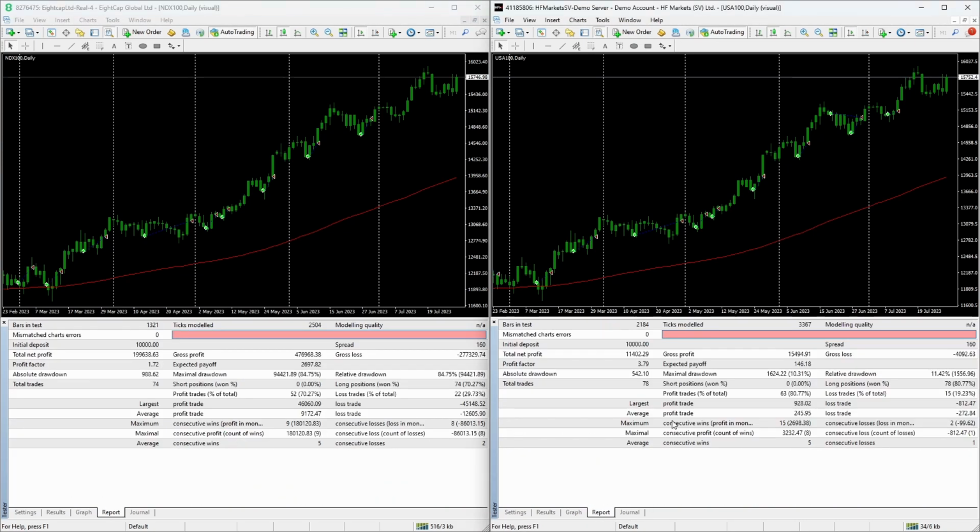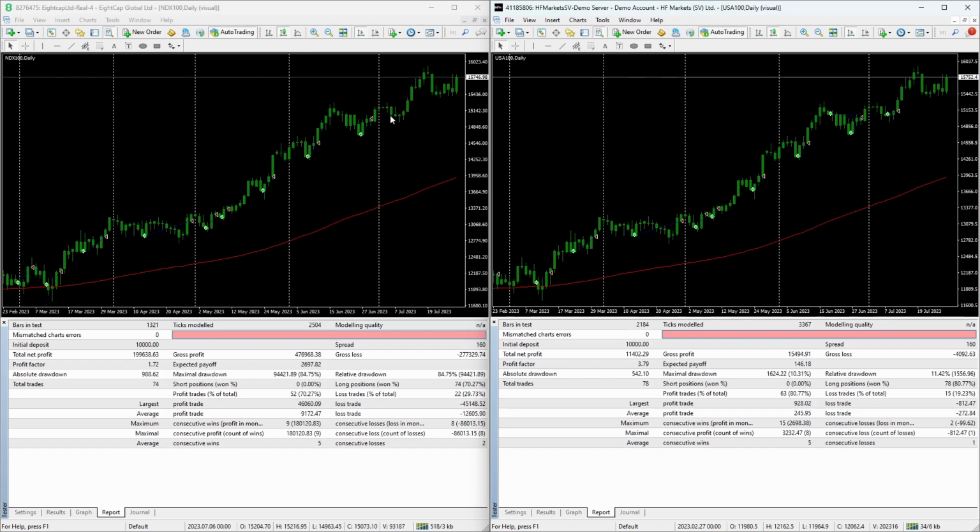Let me look at the report now. So for HotForex, we made 114% with a 10% drawdown, right? 80% profitable trades, and we had 78 trades. On 8cap, we made 1900% with 84% drawdown, 70% profitable trades, and 74 trades. Right, so you can see there is a drastic difference in the performance when everything is the same. The leverage is the same, the settings for the EA are the same. So you can't use someone else's robot with the set files that they did on their broker.